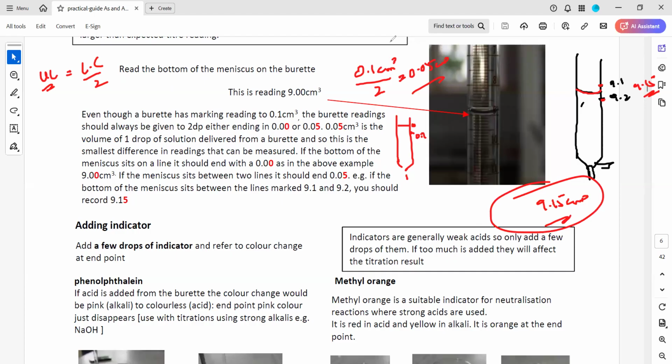So remember, there's a difference between least count and uncertainty. Least count is the smallest marking on the instrument, okay? But the uncertainty is the smallest value which can be recorded. So the least count of a burette is 0.1, but the uncertainty is 0.05.